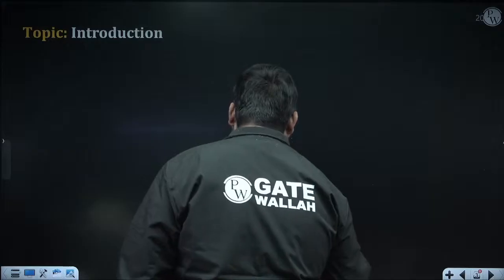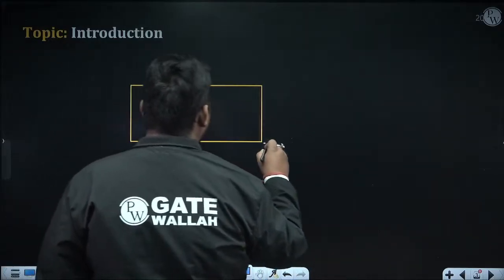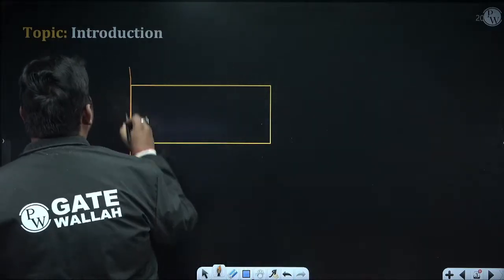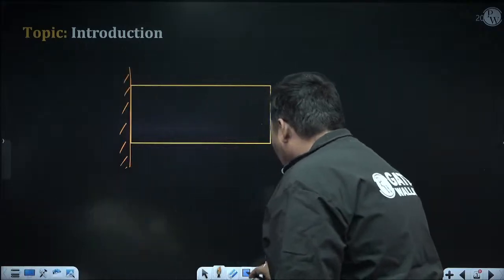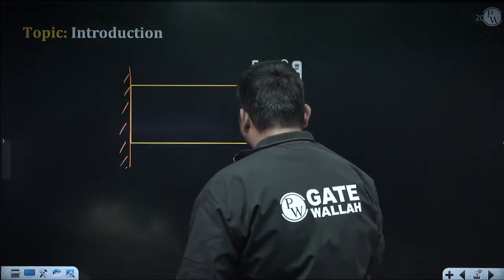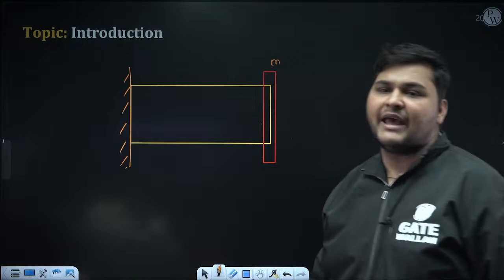First of all, what is the meaning of longitudinal, transverse and torsional vibration? Suppose this is a shaft or beam or bar, whatever you want to refer to. And in this shaft, here I have attached a point mass. Suppose the mass of the rotor, as I am referring to it, is M.